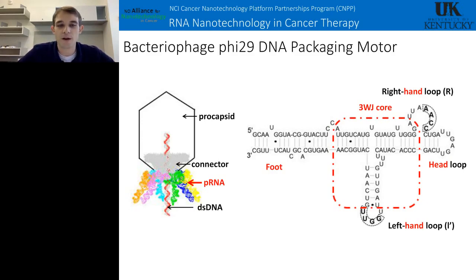So the diagram on the right is the secondary structure and sequence of this pRNA molecule. You can see that this pRNA molecule has some unique structural features, including loops and some bulges. The ones we exploit and use to make nanoparticles are the right-hand loop at the top and the left-hand loop. And you can also use the foot down here to fabricate different nanoparticles. Also outlined in red is the three-way junction core.